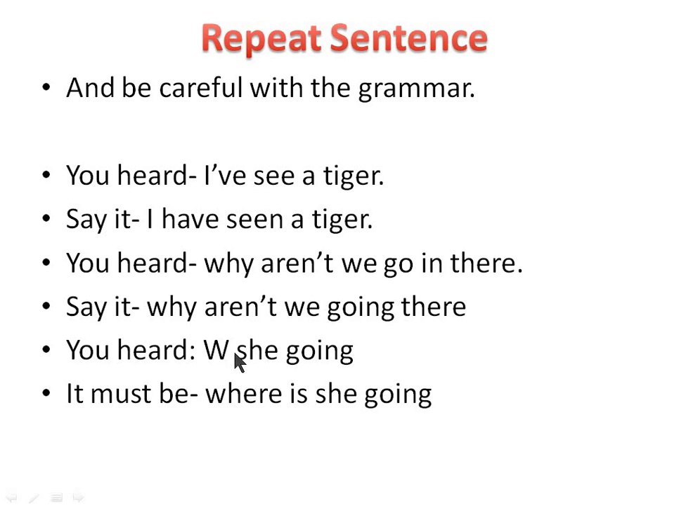For example, you heard, was she going? You can't say was she going. It must be where's she going? So you can't use the word were or was, however you heard it this way. I know you have heard was she going, but if you know the grammar, you can replace it with where is she going? So this is how grammar will help you a lot in repeat sentence.